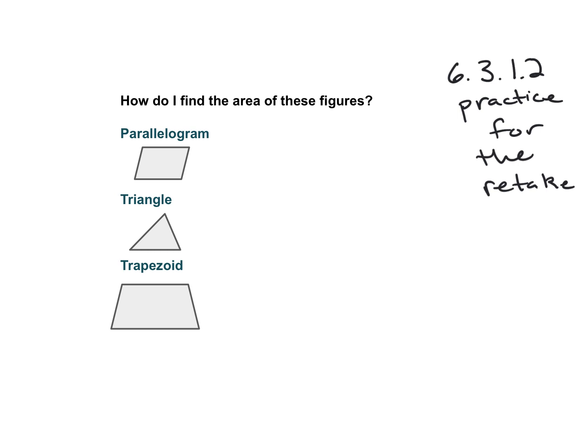To find the area of a parallelogram, we need to do base times height. Remember, the height on a parallelogram is perpendicular to the base. It makes a 90 degree angle, or an H.